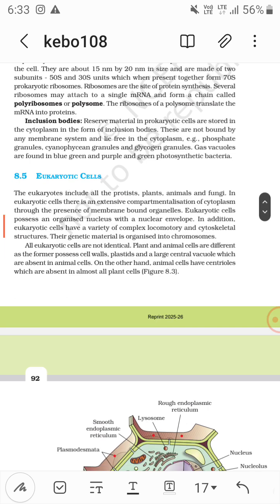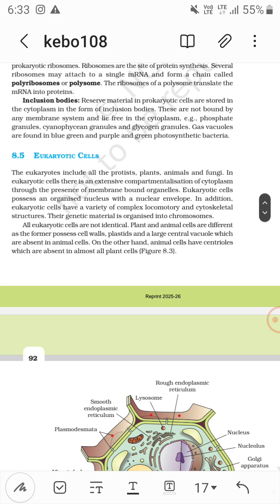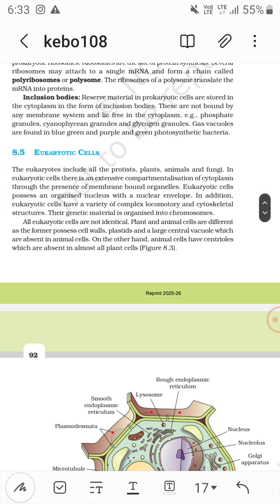Now inclusion bodies are unique to prokaryotes. These are reserve material in the cytoplasm and are not bound by any membrane. They lie free in the cytoplasm. These are phosphate granules, cyanophycin granules, and glycogen granules. Another inclusion body is the gas vacuole, found in prokaryotes, in blue-green and purple-green photosynthetic bacteria.